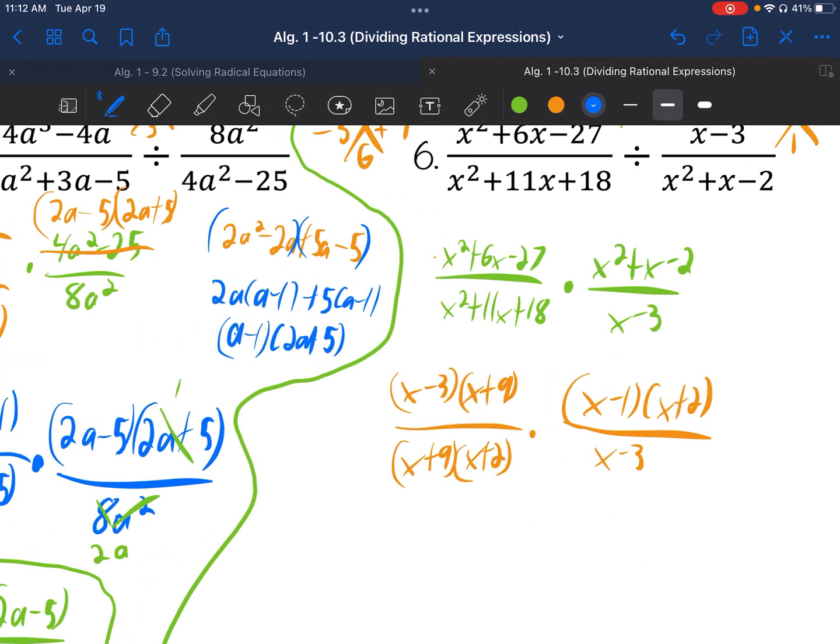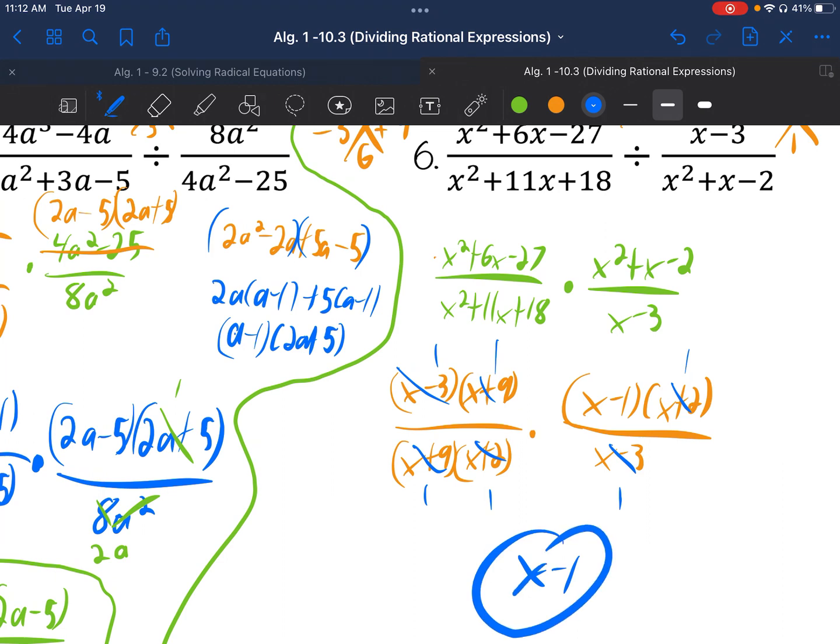Now we simplify what we can. X minus 3 and x minus 3 reduce, x plus 9 and x plus 9 reduce, and x plus 2 and x plus 2 reduce. Meaning after all of that factoring and simplifying, all that we're left with is x minus 1 as our answer. That is section 3, dividing rational expressions.